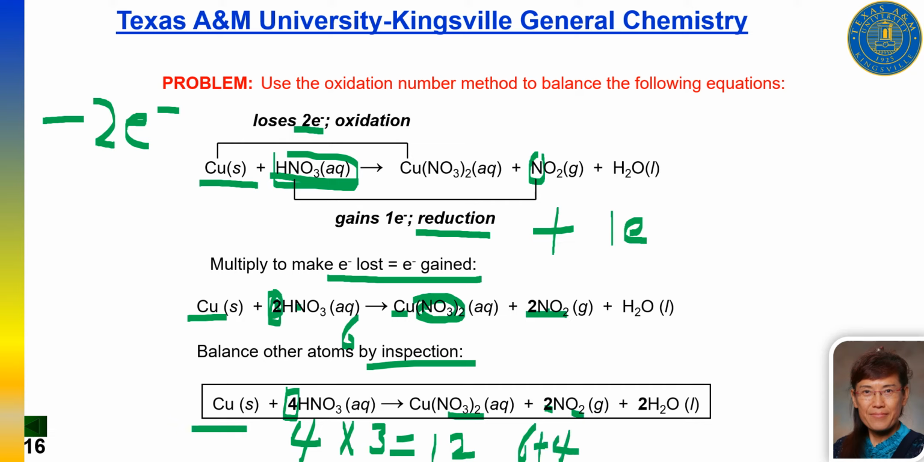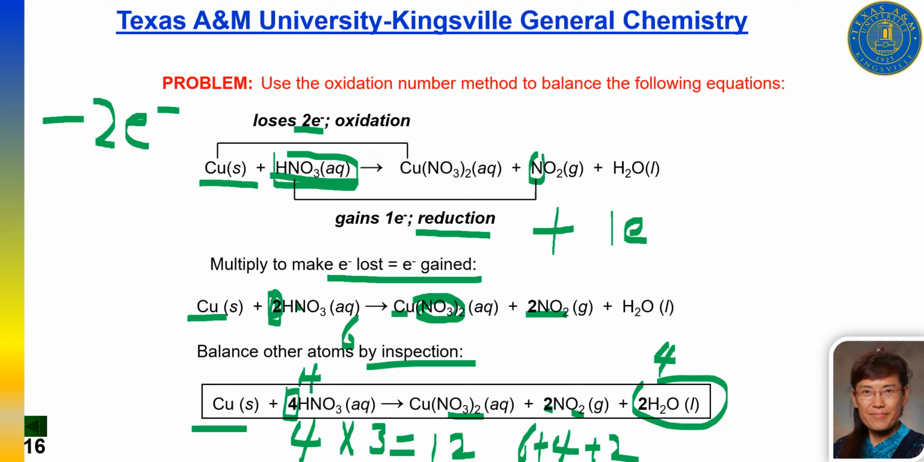Somewhere you must have 2 more, right? Therefore, your water needs to multiply by 2. And simultaneously double check your hydrogen. So you have 4 times 1 hydrogen, they have 2 times 2, 4 hydrogens. Therefore, your balanced reaction has been completed.